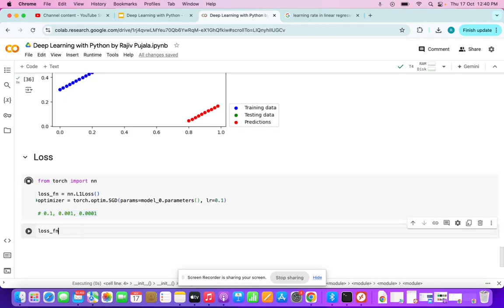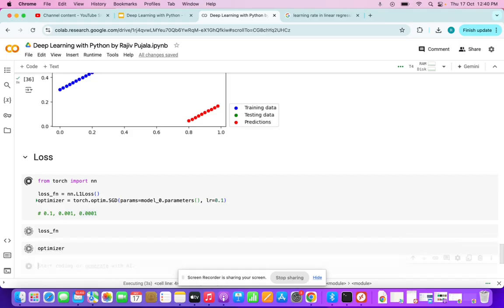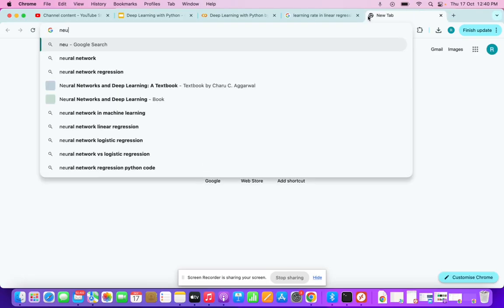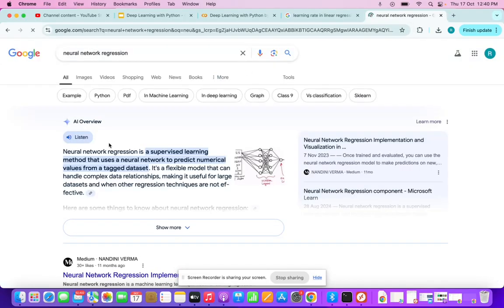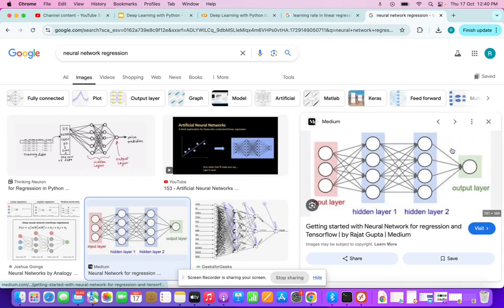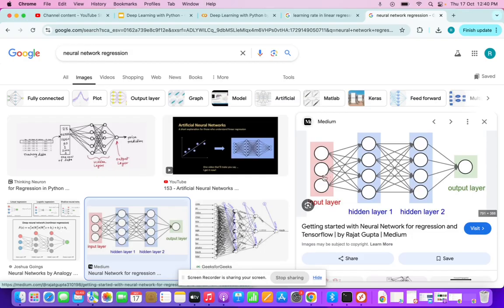So we have created this loss function, and also we have this optimizer. There are no errors as of now. Now let's see what we can do over here. Neural networks regression. Let's have a look at this one. Over here, this is the input layer and this is the output. So we have input and we have output. These are the hidden layers. We don't have to focus on these hidden layers at this moment, but for your understanding.